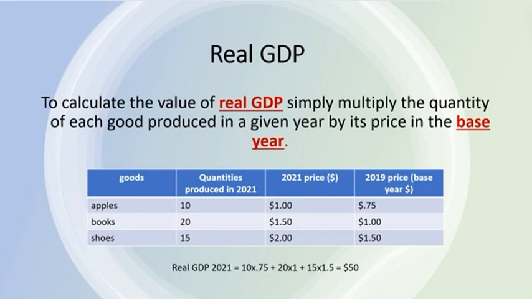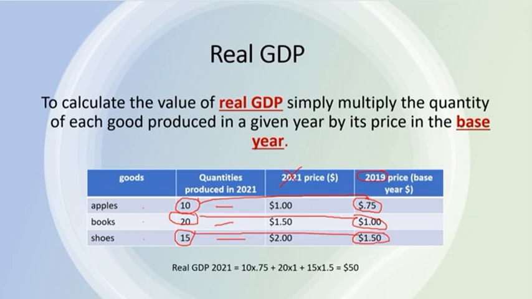So to rework the example from beforehand, we have apples, books, and shoes with the same quantity as the previous example. But instead of using the 2021 prices, we are now going to use the 2019 prices. So this time we multiply the quantity from 2021 by the 2019 price. And the same goes for books and shoes. We multiply both by the price of the base year. And at the bottom, you can see I've already worked it out.